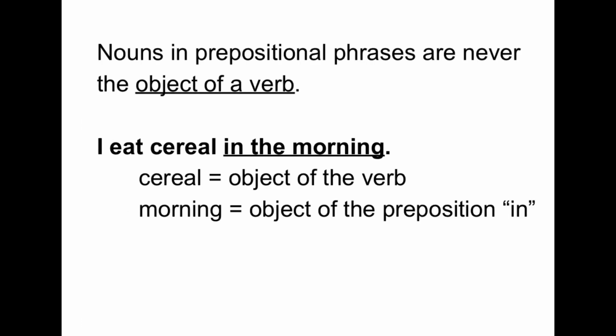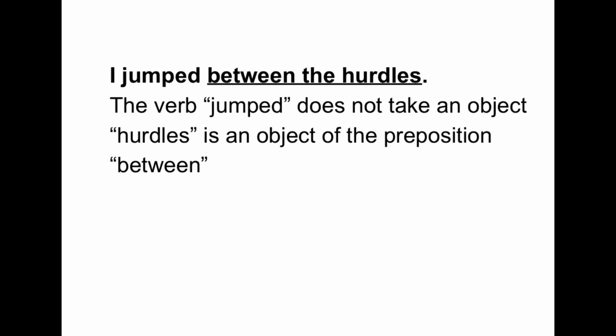In a similar way, nouns in prepositional phrases are never the object of a verb. I eat cereal in the morning. Cereal is the object of the verb. Morning is the object of the preposition in. I jumped between the hurdles. The verb jumped does not take an object, and hurdles is an object of the preposition between.